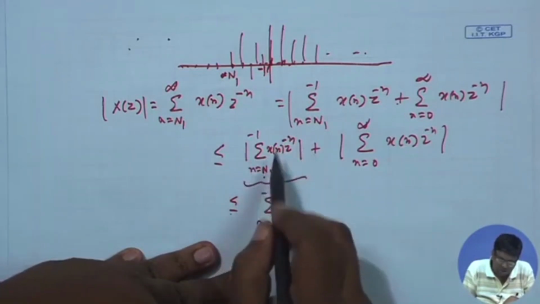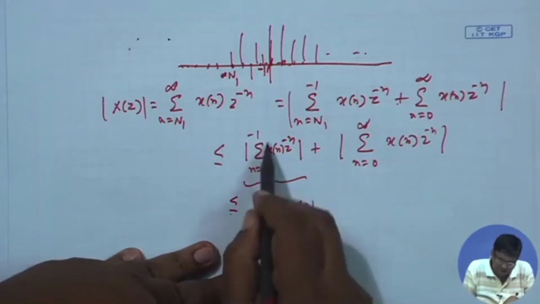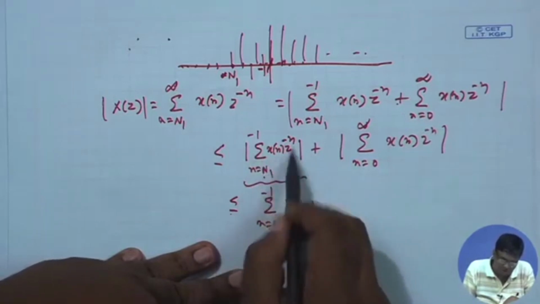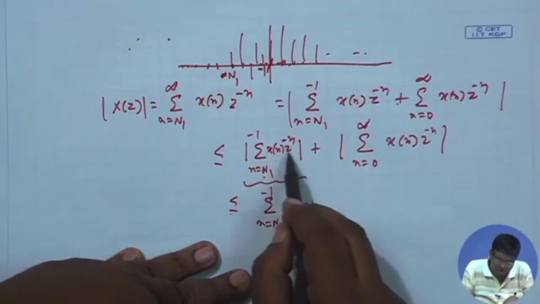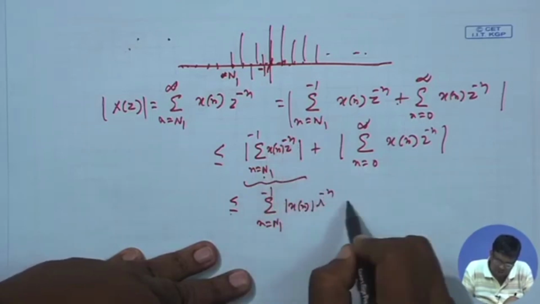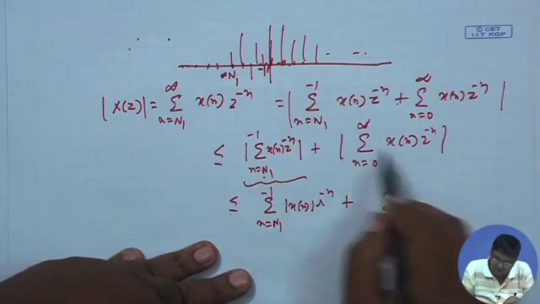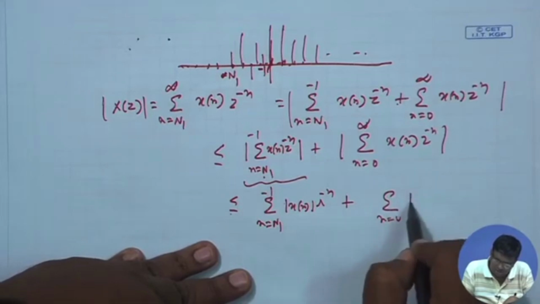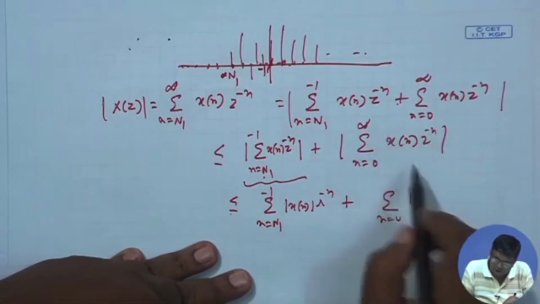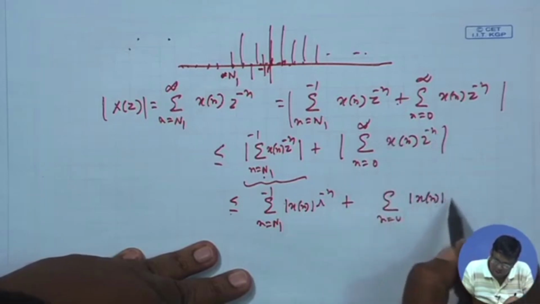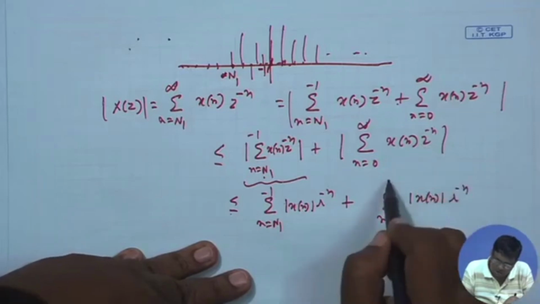mod of summation less than or equal to summation of mod, as before, and mod of the product is the product of the two mods, mod x n and mod of z to the power minus n, giving rise to this. On this side again, mod of a summation is less than or equal to the summation of mod, the summation of the product, mod of the product means product of the mods, but mod of z to the power minus n is r to the power minus n.